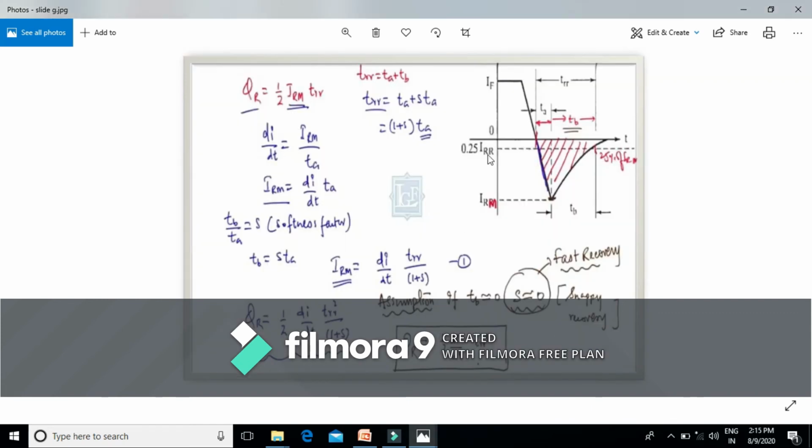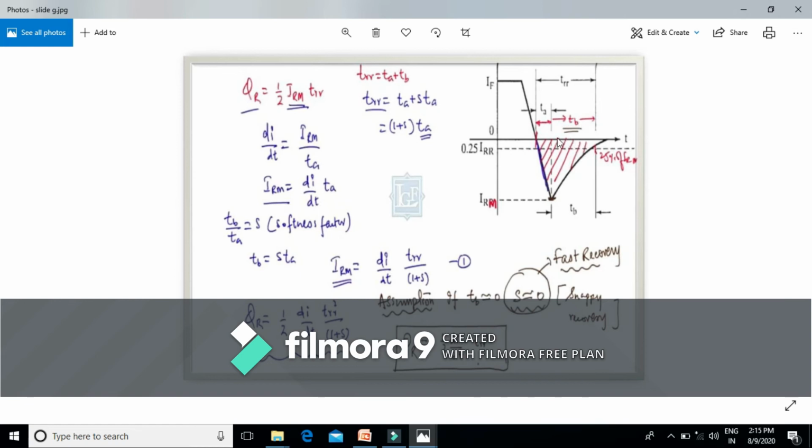The same is represented in this diagram. IF is the steady state forward current. From this interval the off state occurs and the current becomes equal to 0, but the current still keeps flowing until the reverse current reaches 25% of its peak value. This is because of two factors. In the previous diagram we represented these by T2 and T3. Now in this diagram, I am representing them by T2, TA and TB.